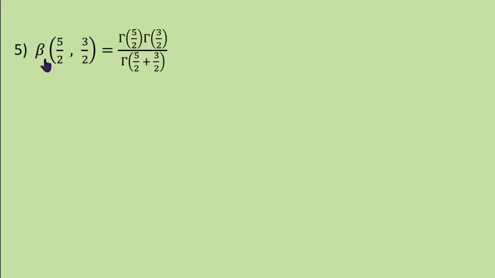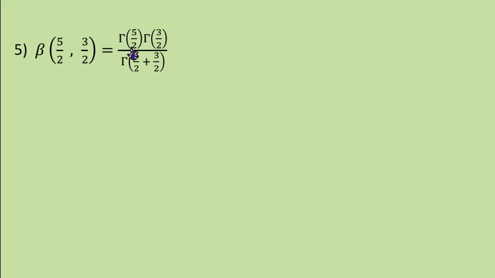Next example. Evaluate beta 5 by 2 comma 3 by 2. So gamma 5 by 2, gamma 3 by 2 by gamma 5 by 2 plus 3 by 2. By the formula, beta m n is gamma m gamma n by gamma m plus n.